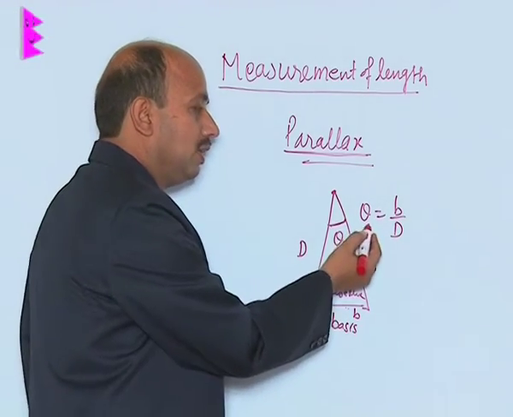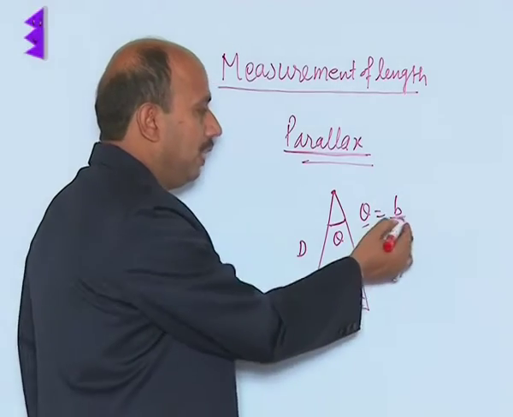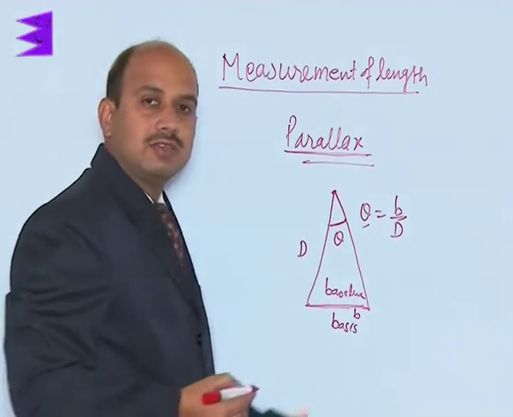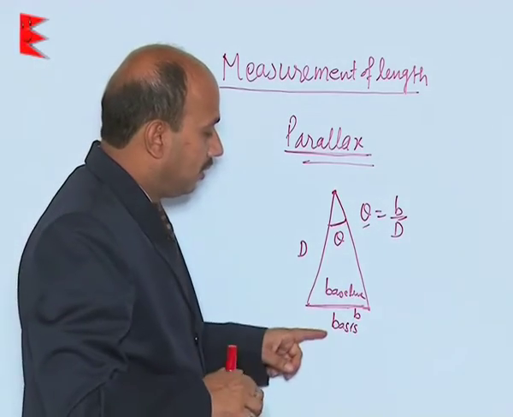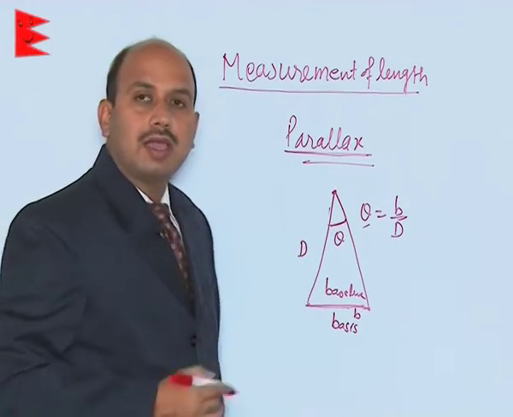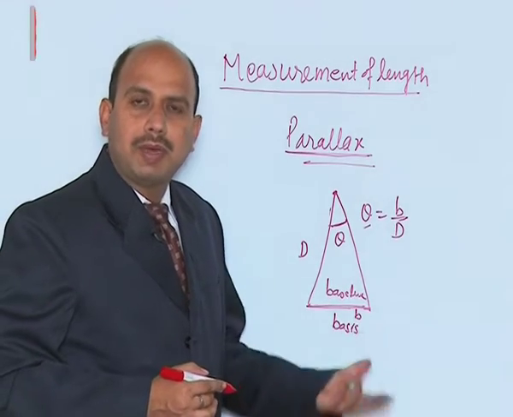See here, if you know theta, and you know B, which is simply the distance on the surface of the earth between the 2 points you have taken, then D can be easily calculated. So this is the parallax method.